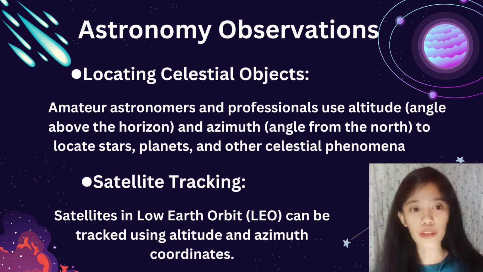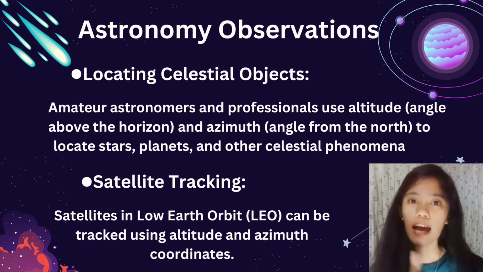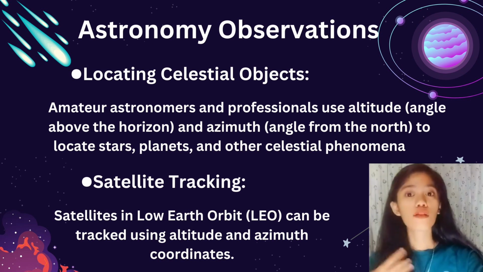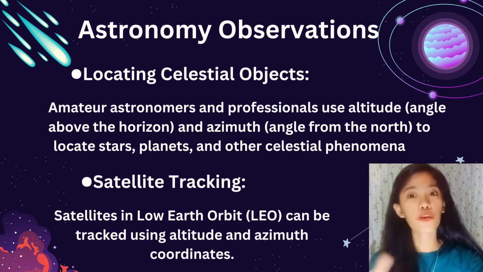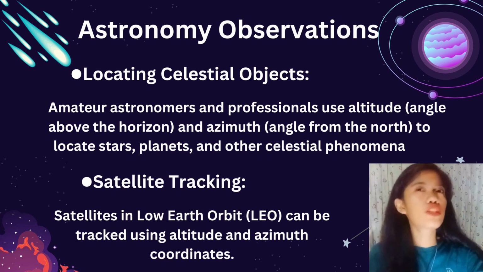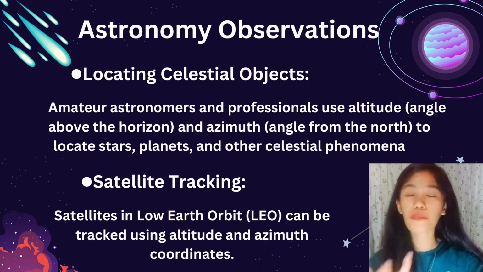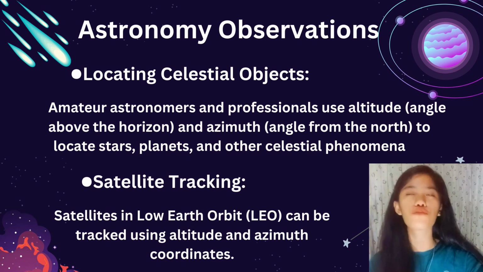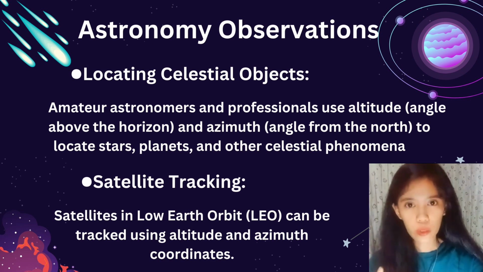It was already explained well by the previous reporters, right? How to measure it. So, to locate celestial objects using altitude and azimuth, for example, you or we are the observer, okay? Then you wish to find the planet Mars at an altitude of 45 degrees and an azimuth of 120.